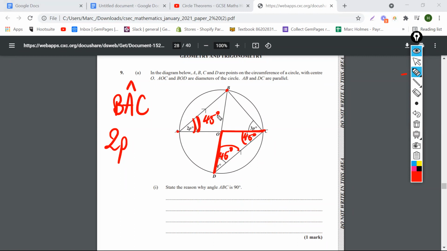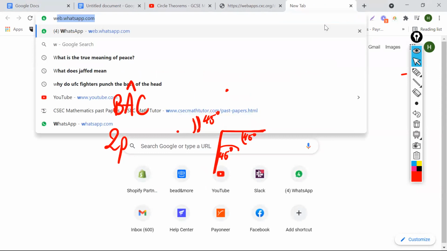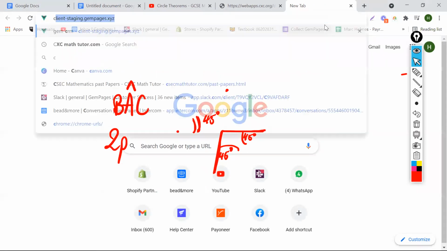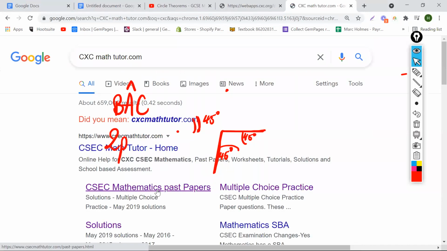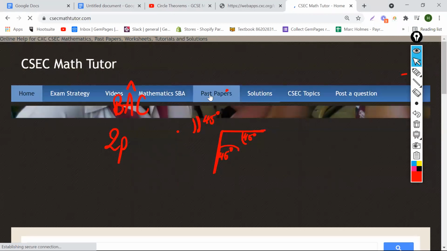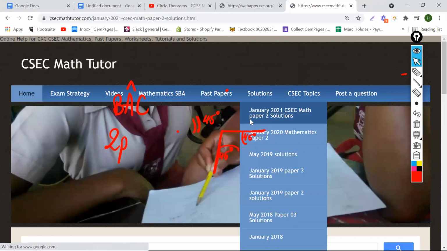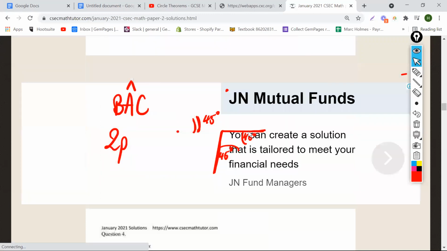But let's look at the solution still. I'm just trying to make sure we're on the same page here. This is not an easy one still, but let's look at the solution, guys. Let's look at the solutions for the same paper.